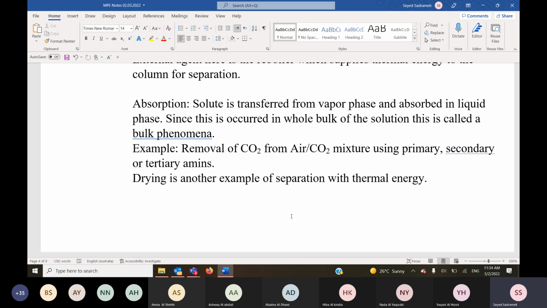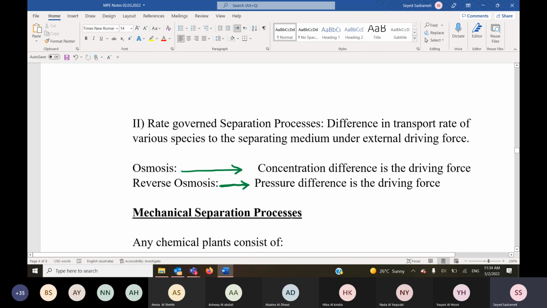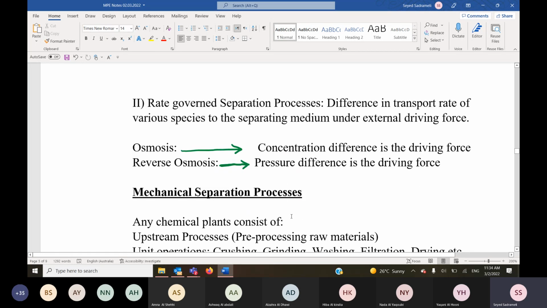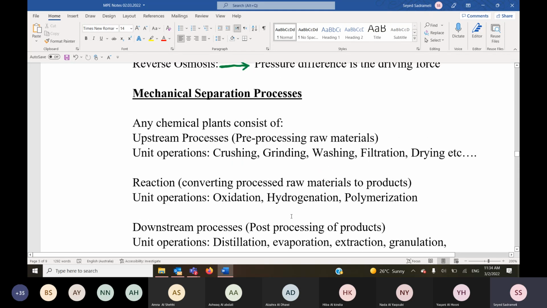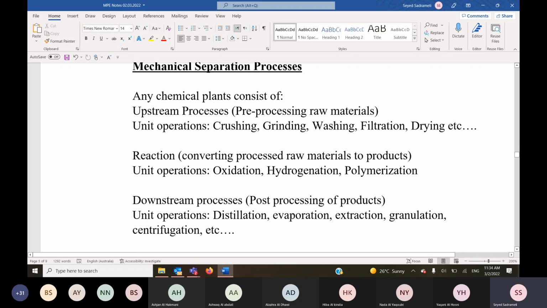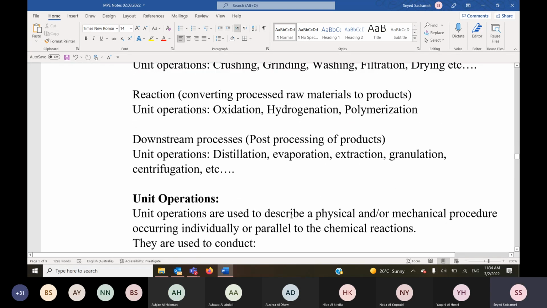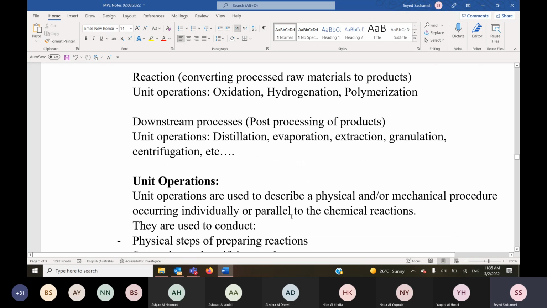Since this occurs in the whole bulk of the solution, this is called a bulk phenomenon, like removal of CO2 from air by a solution of amines. Drying is another example. So rate-governed separations are osmosis and reverse osmosis. Mechanical separation processes also can be used downstream or upstream of the unit.